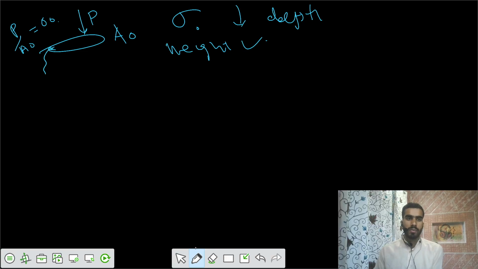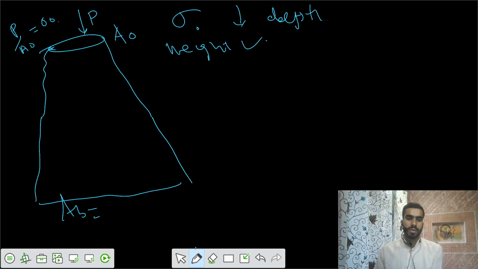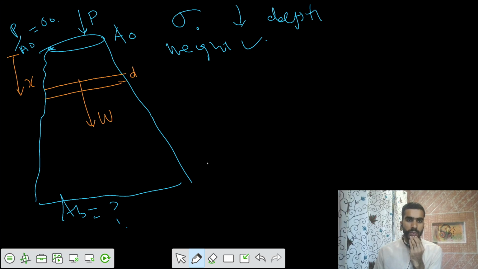And similarly, there is some variation of that section along the depth, such that the area at the bottom equals some value we don't know, and you want to find what that is, because your weight varies, since you have to take the weight of that column also. So at each value of x, your weight is varying. So you take a strip of dx.